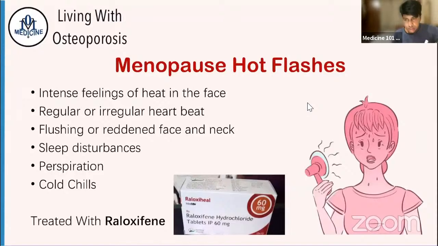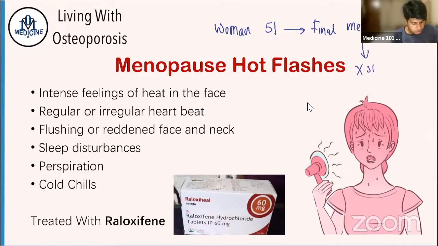Next, we'll talk a bit about menopause. So when a woman reaches around the age of 51, they will have the final menses. The way they know that is, obviously, there's stopping of menstruation. There's another important thing that happens in some women, around 70% of women, that is they have something called hot flashes. This image represents everything.